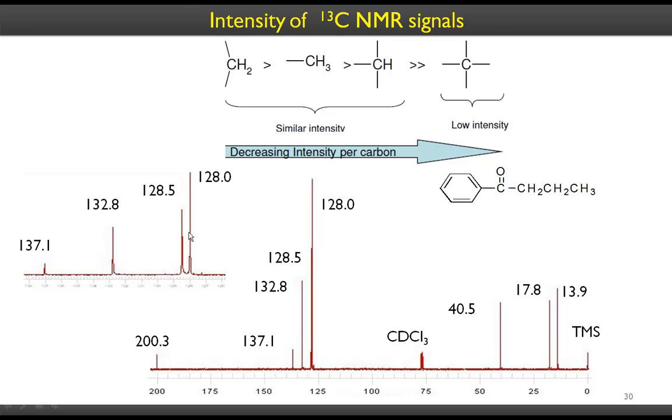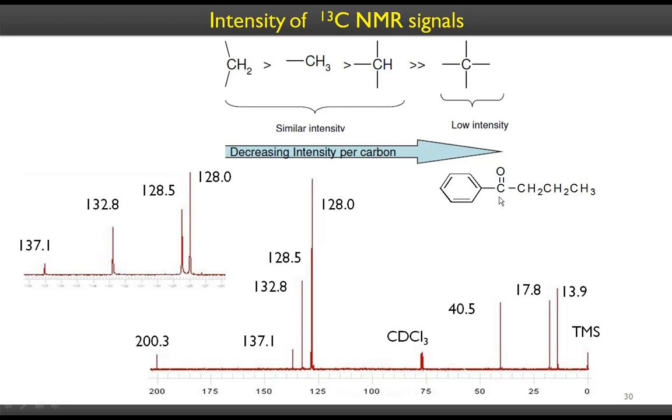Especially the quaternary carbons are pretty small. See, this is a quaternary carbon of this carbonyl. We'll talk about why the chemical shifts are at different places. But at this point, what we are trying to learn is the shape and the number of peaks.